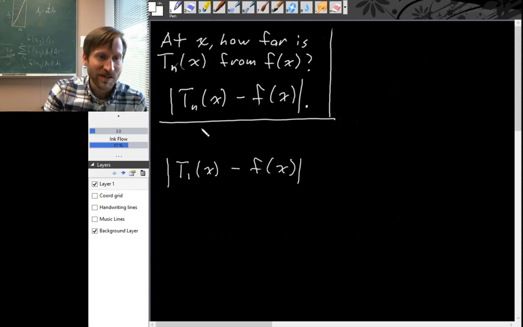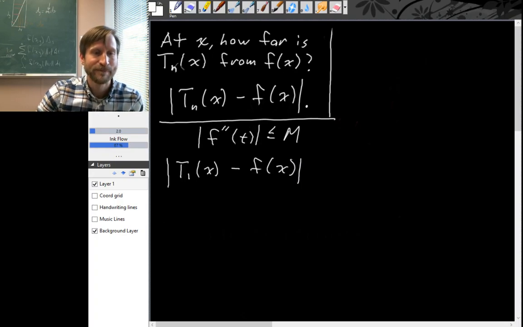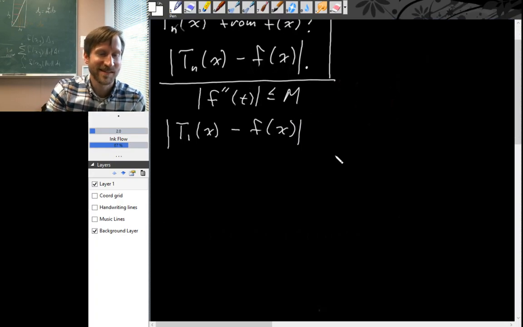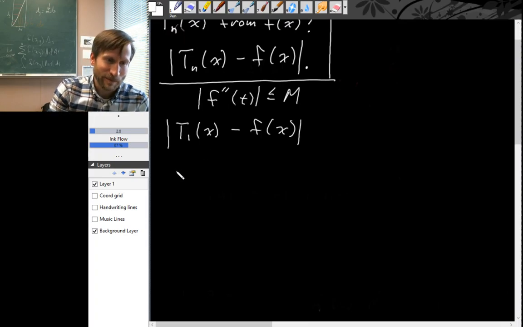So just like before, we're going to insist that the derivative of f not get too large, but this time we're actually going to go to the second derivative. So we need to assume that the second derivative of f is never bigger than some number, M. Okay, with that in mind, let's see what we can do.